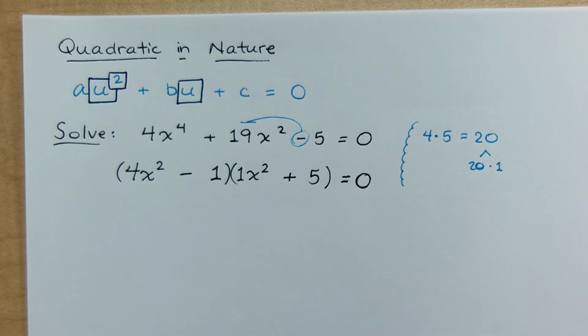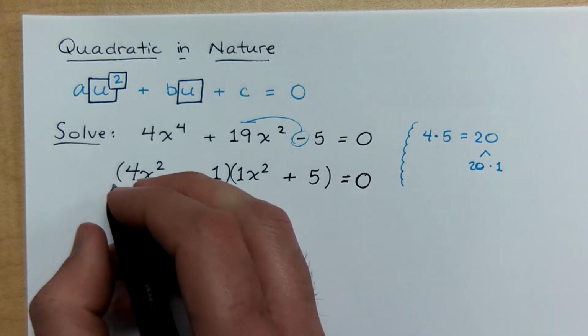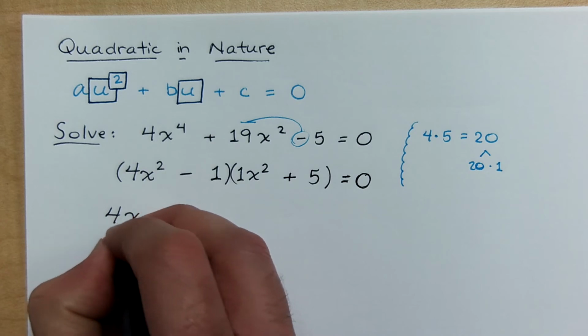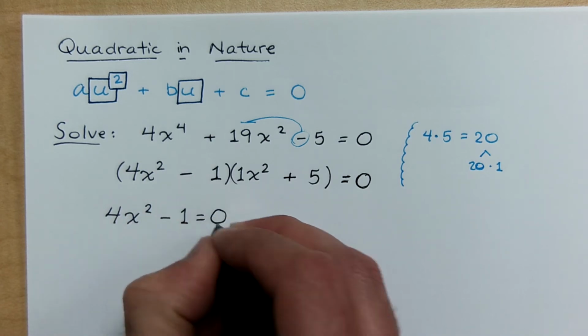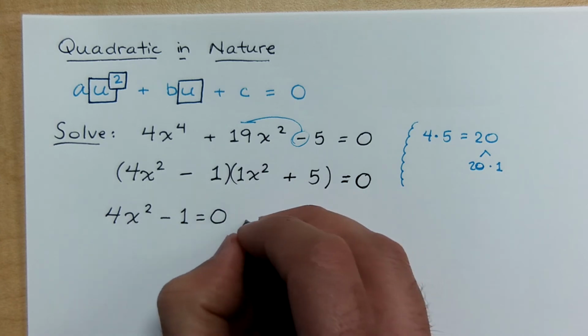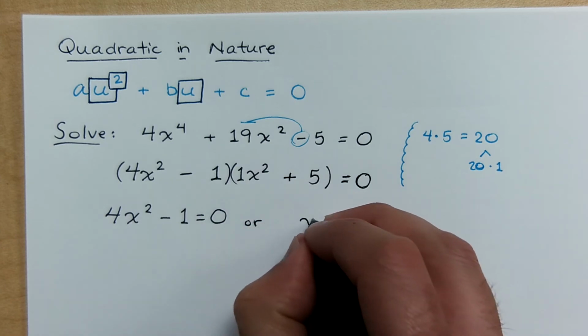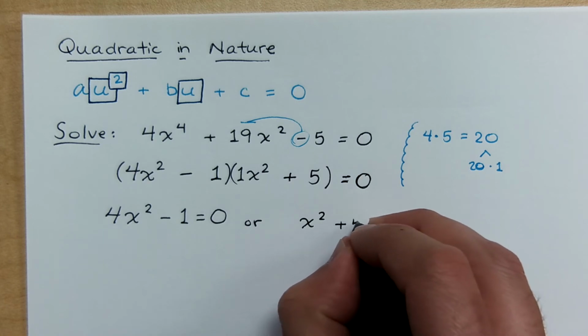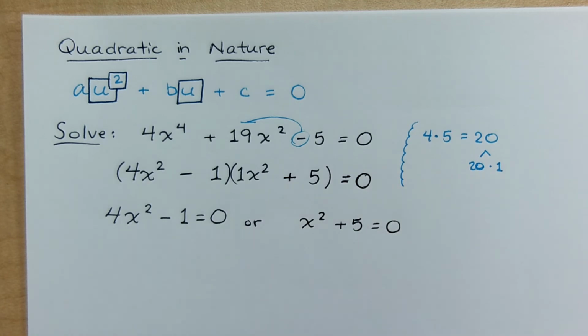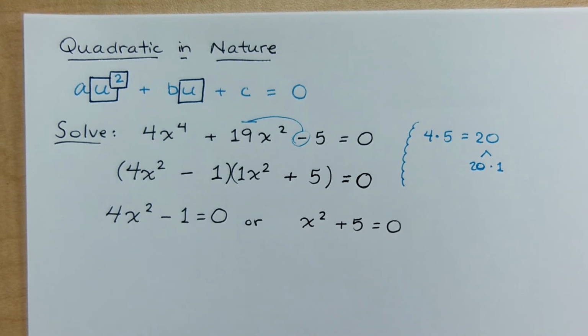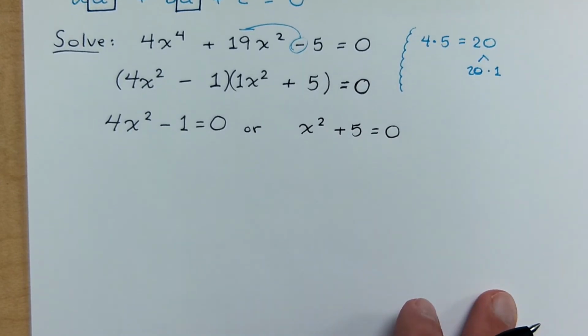We factor this, and just like we saw yesterday, we can take each of these factors and set them equal to 0 by using the zero factor theorem. So 4x squared minus 1 is equal to 0, or the other factor, x squared plus 5, is equal to 0. So we take something that's big and nasty, and we break it down into pieces that are much more manageable.